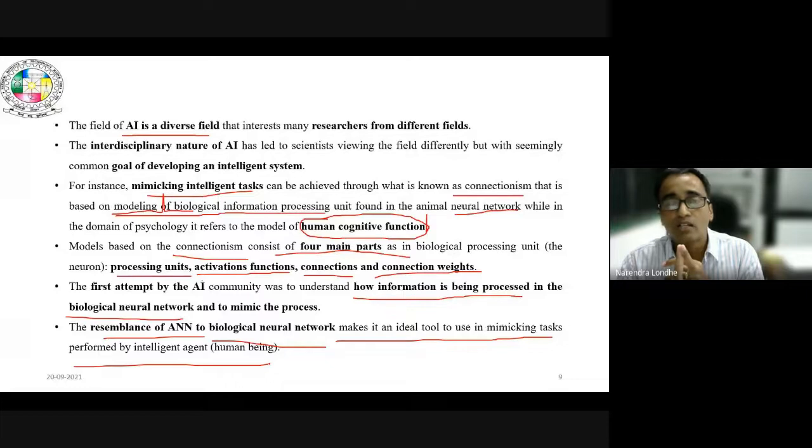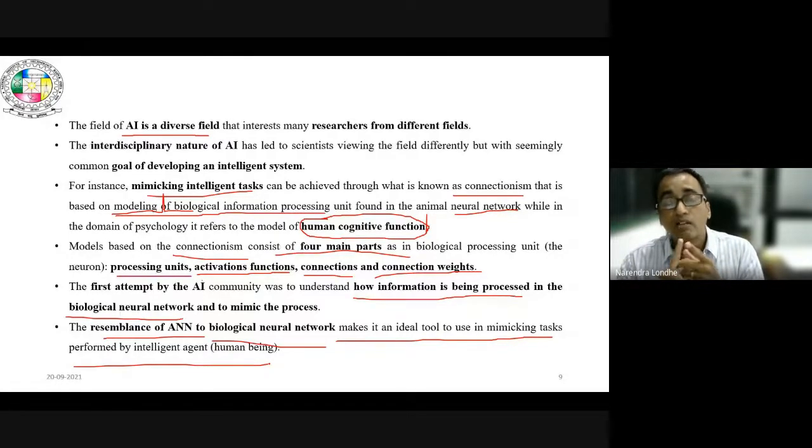The reason was that it was not able to learn the non-linearity in the features. The computational ability of the computers at that time was also limited. That was also limiting the growth of artificial intelligence.